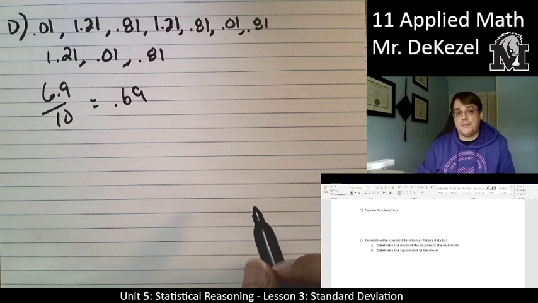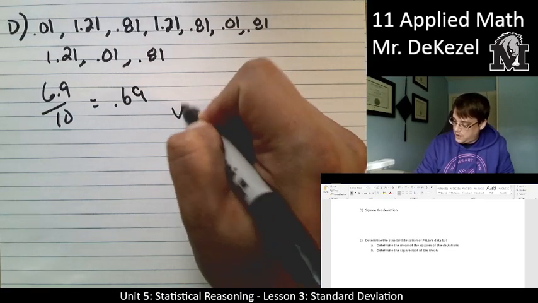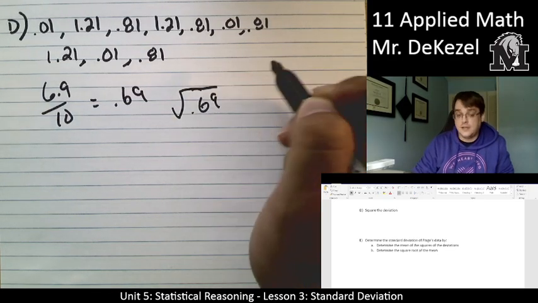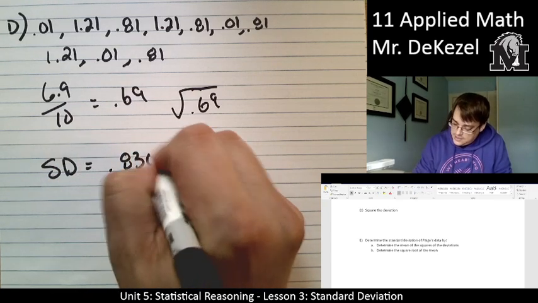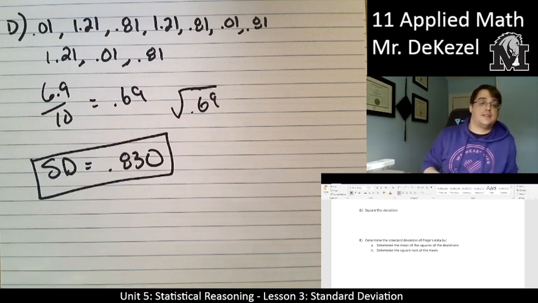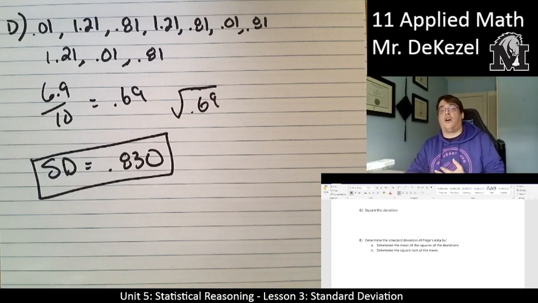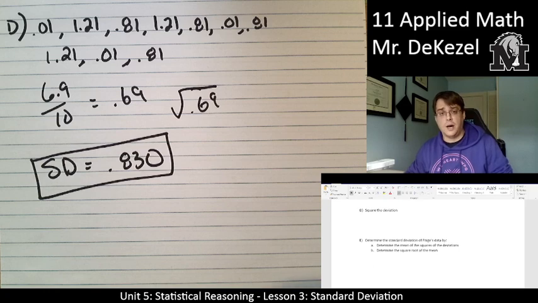And our last step is to square root that. So we take the square root of 0.69 to get our standard deviation, which is 0.830. So this is a measure of how far off we might expect Paige to be from her average in each game. So within a percentage point, Paige is extraordinarily consistent to be within a percentage point most of the time.